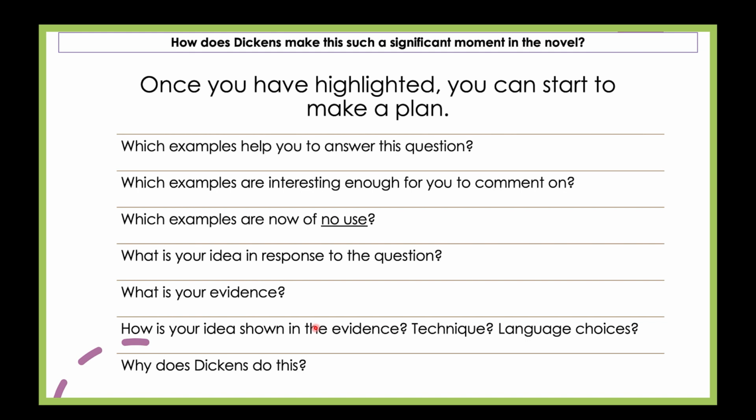So then you can think, right, which examples that I've highlighted actually do help me to answer the question? Which examples are interesting enough for me to comment on? If there's nothing that you can say, don't pick it. Always pick the examples you think, well, I know I can zoom in on that word and I can analyse, or I know that I can talk about the fact that that's a short sentence, or I can talk about repetition. So if you feel there's not much in there, it's not meaty enough for you to comment on or analyse, then just move on and pick a different one.